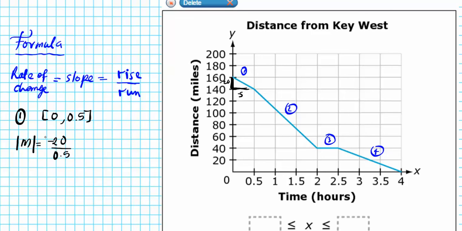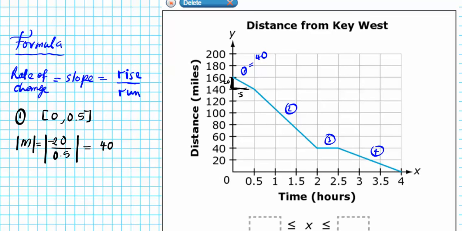Or we're looking at the absolute value. So you can just plug this into your calculator. If you plug this into your calculator, you end up with positive 40 as your slope. So for interval 1, the speed is 40 miles per hour. Okay, interval 2, what do we have?